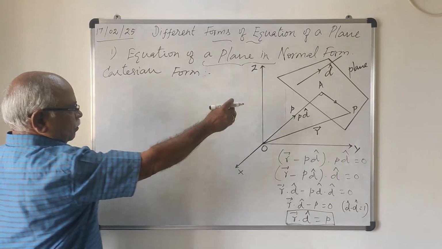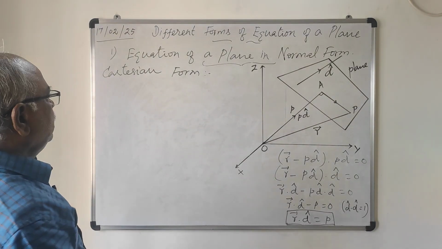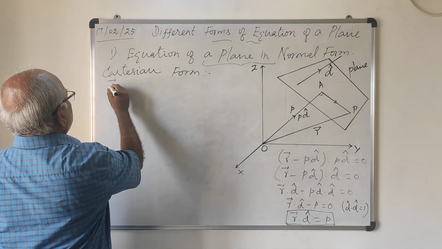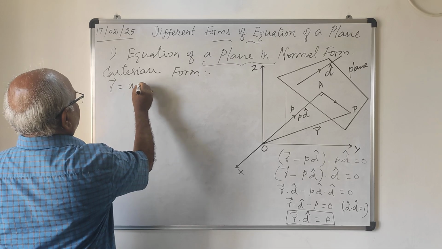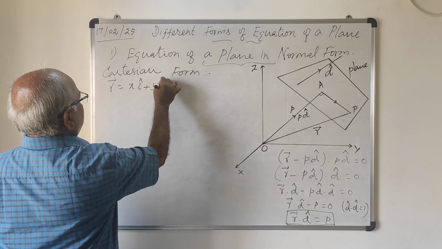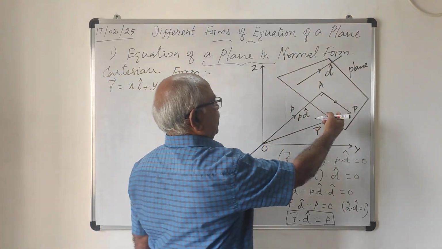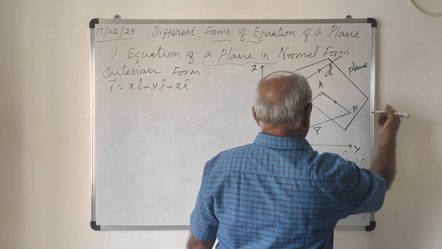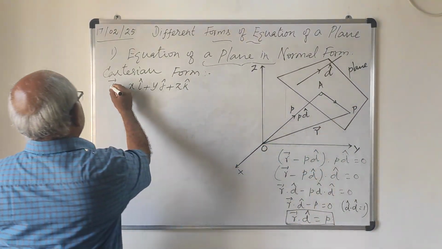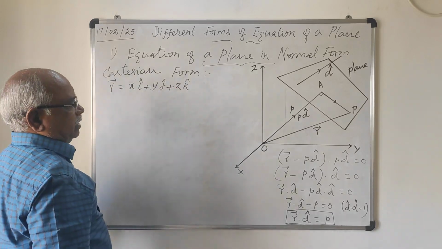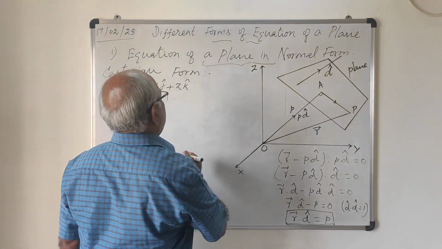Cartesian form of the equation of the plane in normal form. You know that the position vector of the point P is r vector equal to xi plus yj plus zk, because the point P is denoted by the coordinates x, y, z. So r vector is x i vector plus y j vector plus z k vector. And d cap is the unit normal vector.